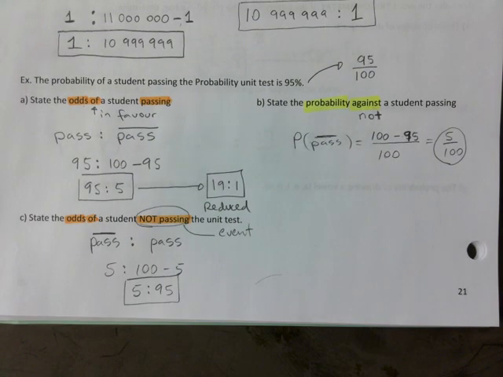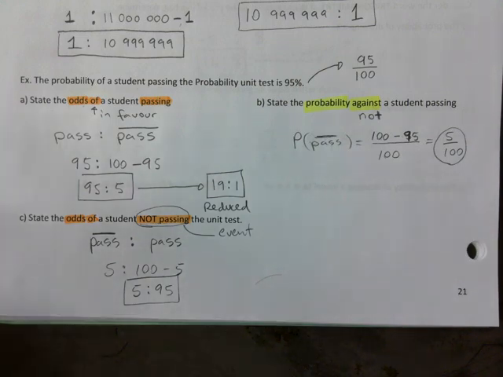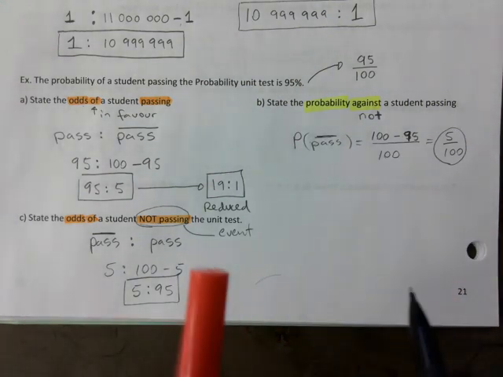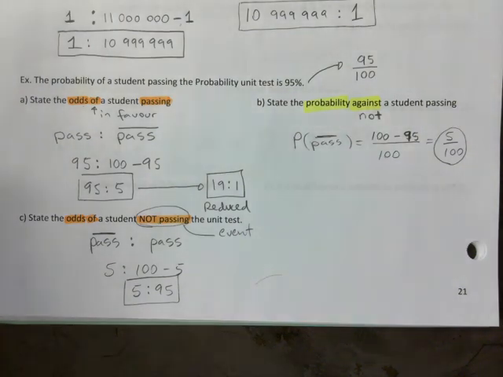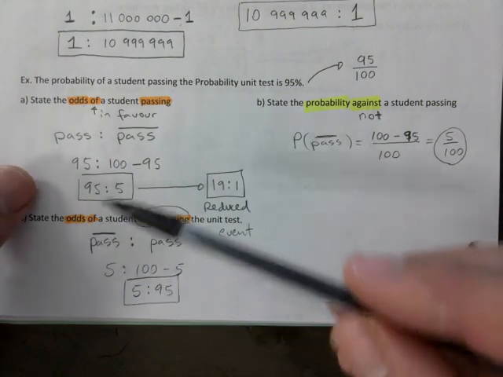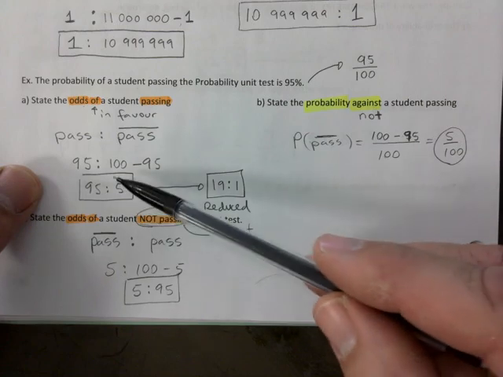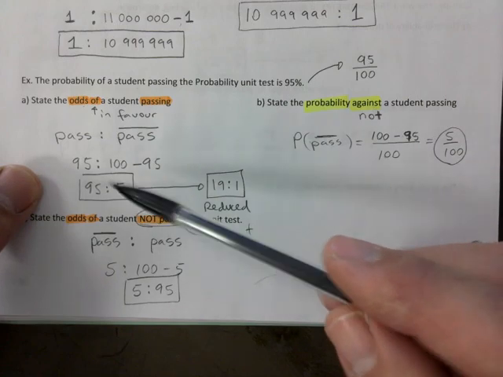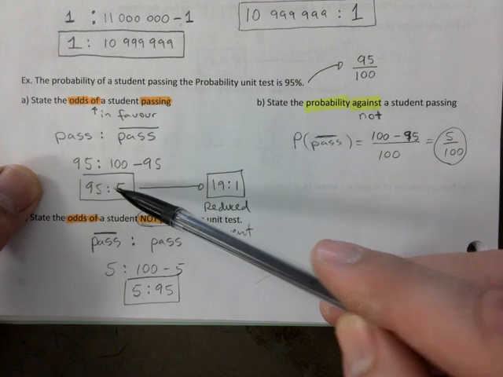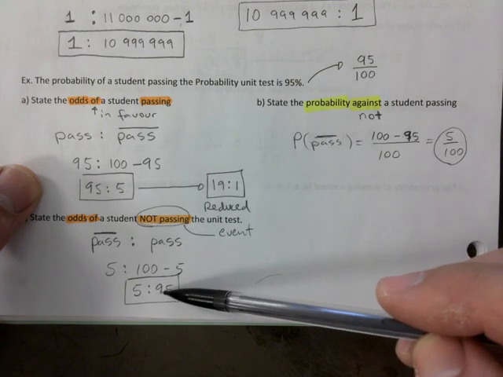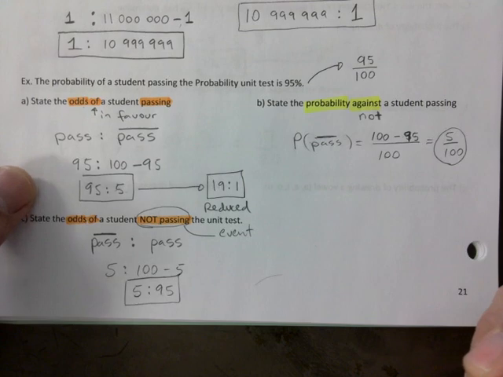I'm trying to get the wording, rewrite it in such a way that it makes you think. But really, look at this. We're just saying the opposite of what we said up here. Odds of a student passing would be this. This would be odds against a student passing. Okay.